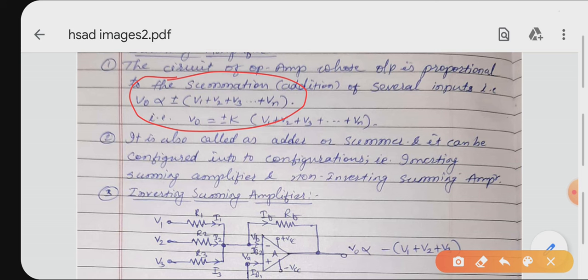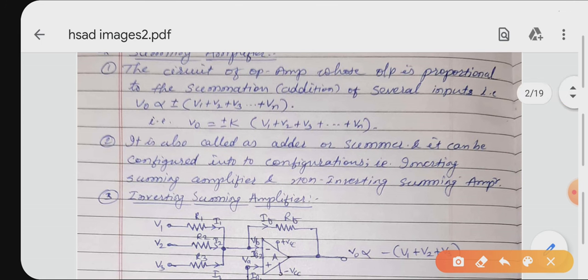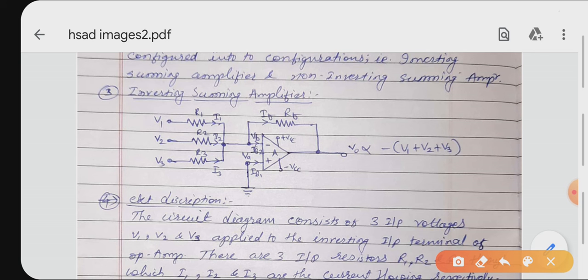It is also called an adder or summer. Adder means which adds the inputs, and summer means the summation of all the input voltages or signals. A summing amplifier can be designed using two configurations: inverting summing amplifier and non-inverting summing amplifier. It's very simple. When all the inputs are applied to the inverting input terminal, it is called an inverting summing amplifier. When all the inputs are applied to the non-inverting input terminal, it is called a non-inverting summing amplifier.